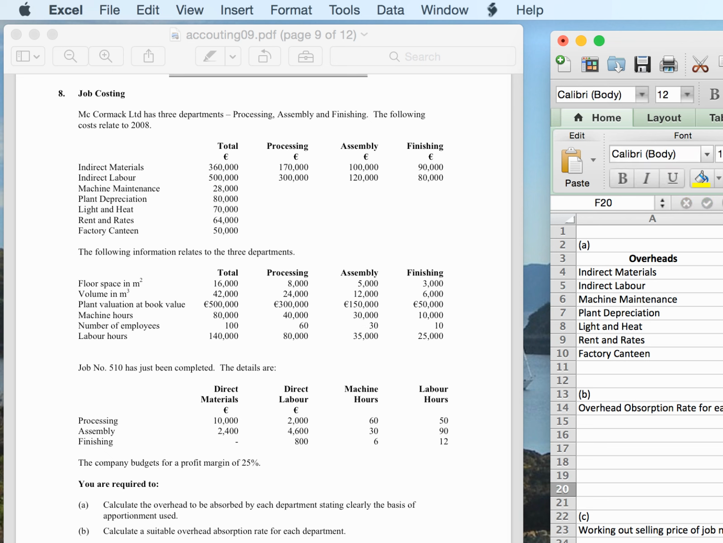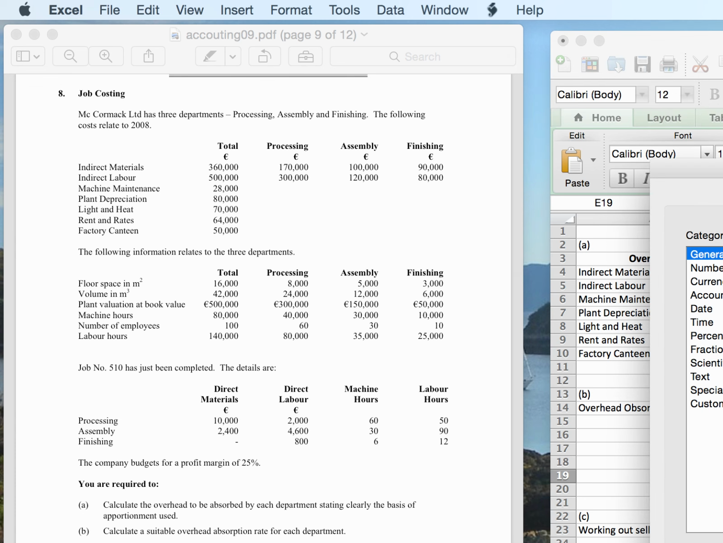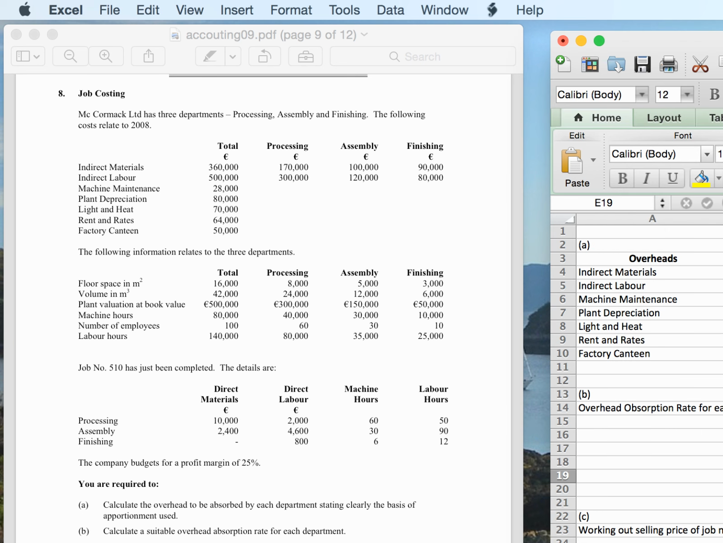So I'm going to make the question a bit easier for myself. I'm just going to round these off to the nearest 2 decimal points. Okay, so when I'm working out now the selling price of the job, also I need to label that, and that one is per machine hour.